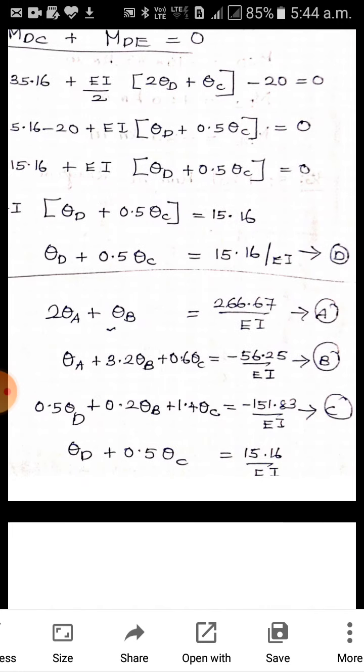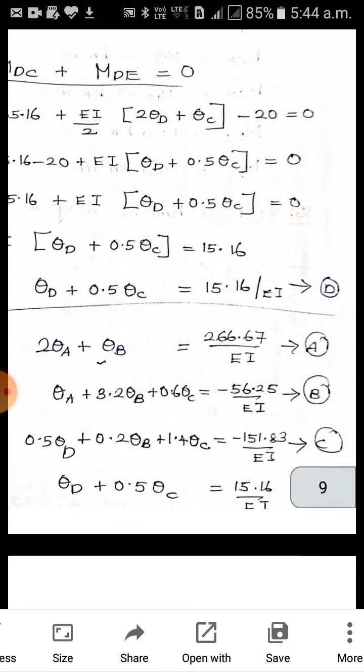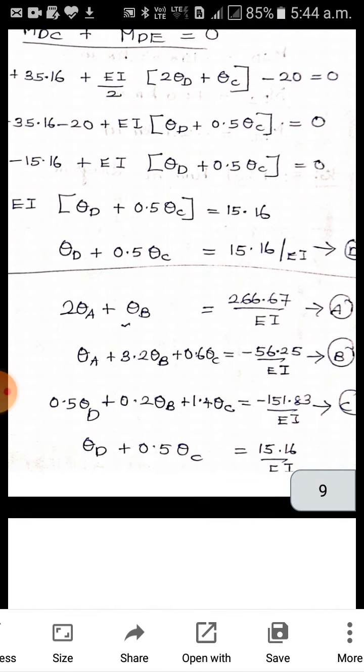See, in the first equation you only have theta A and theta B. You don't have theta C and theta D, so the coefficients of theta C and theta D are 0. Second equation you have A, B, C. You don't have D. Third equation you have B, C, D. So A you don't have. And the last equation you only have D and C. So better you write in this order: first theta A, theta B, theta C, theta D. Then you can solve these equations in the calculator.